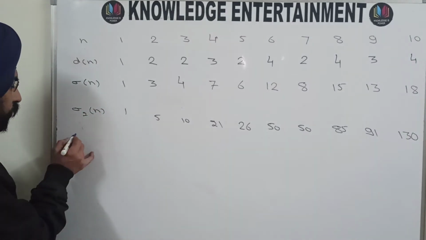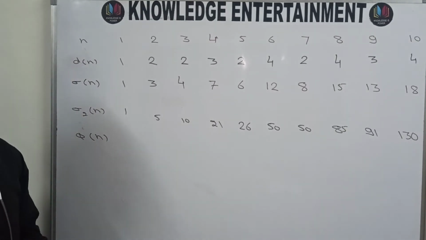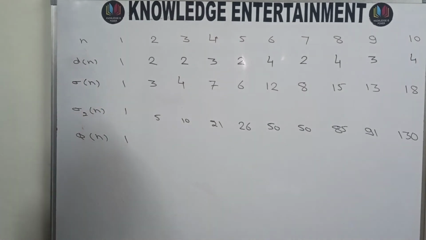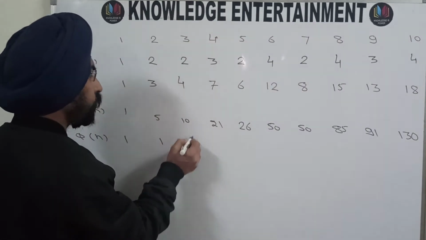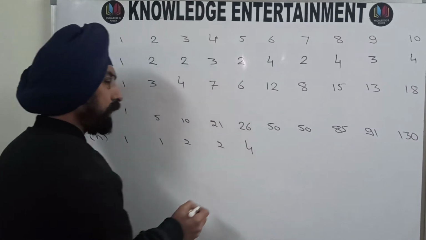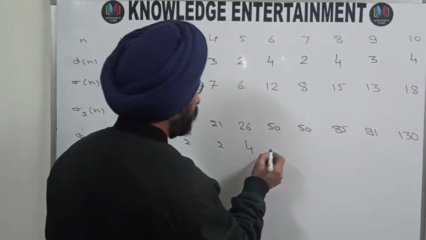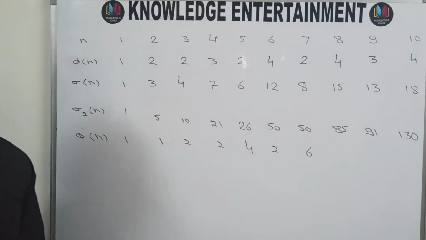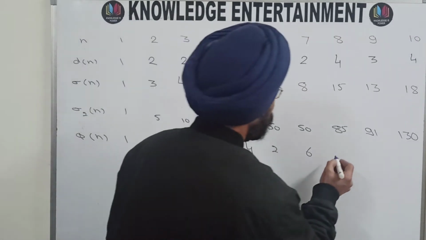Now let us move on to phi n, and this I have already discussed. For 1, phi 1 is 1. For 2, how many numbers less than 2 are co-prime to 2? This is 1. For 3 it is 2. For 4 it is 2, 1 and 3. For 5 it is 4, 1, 2, 3, 4 all. For 6 these are only 2, 1 and 5, so there are 2. For 7, all the 6 numbers less than 7 are co-prime to 7.